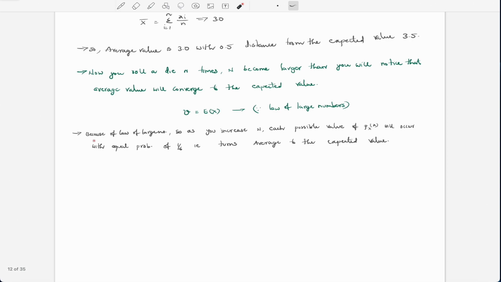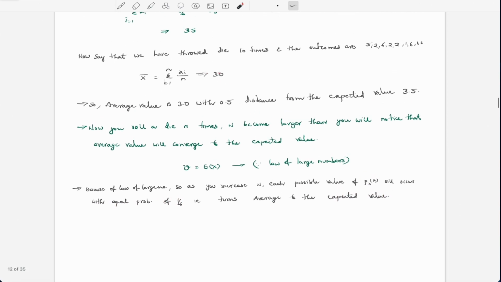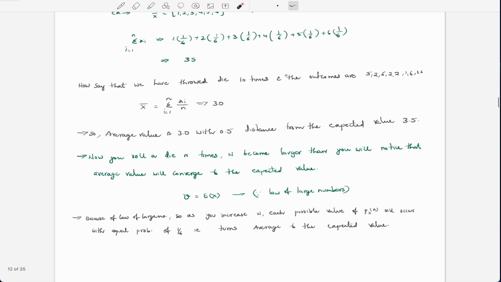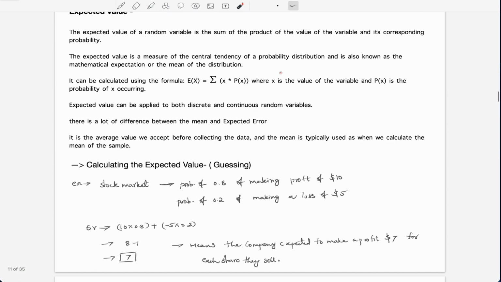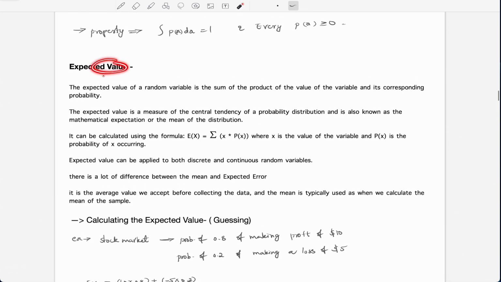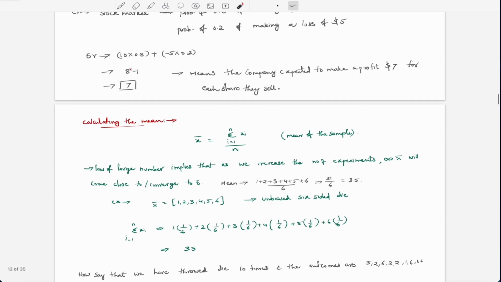Because of the law of large numbers, as you increase n, each possible value of p of x will occur with equal probability of 1 by 6, and that turns to the average, the expected value. As I said, the average value of that probability will converge to 3.5, which is our expected value. I hope you understand what the expected value is, what it is telling, and how we calculate it.